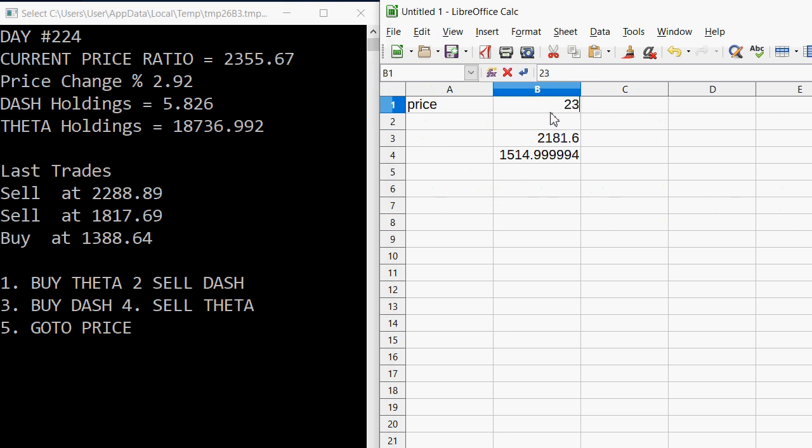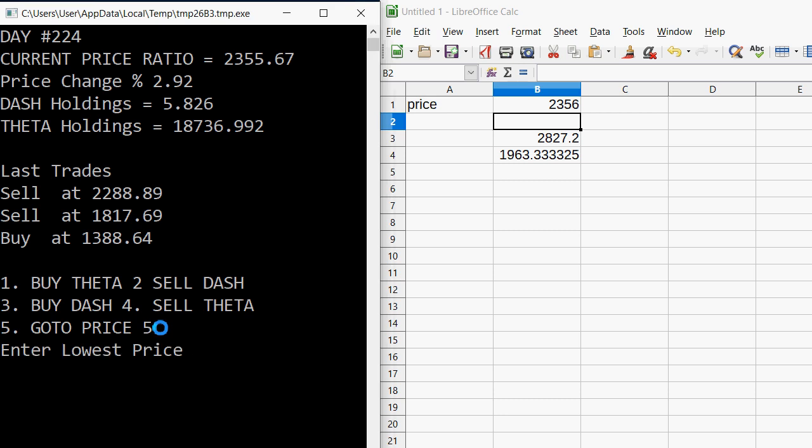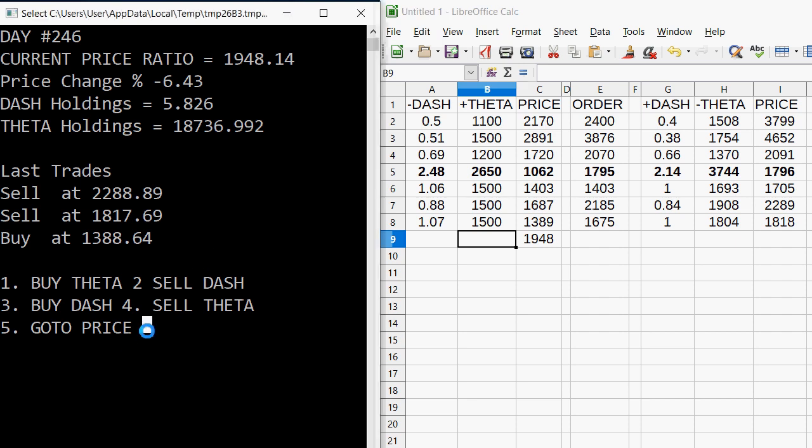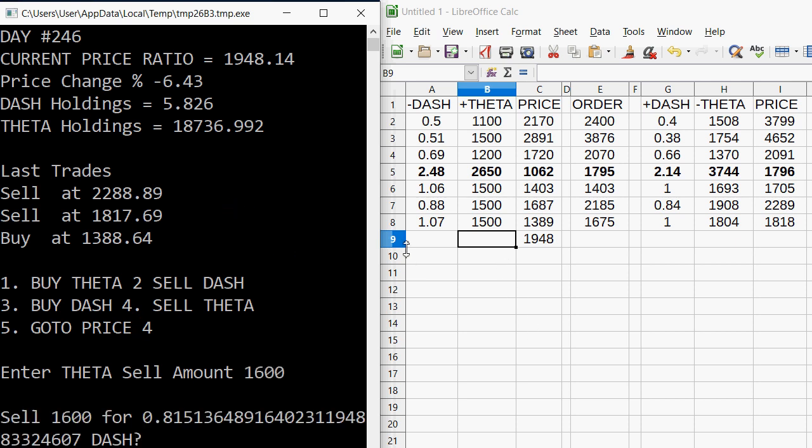With the last trade at 2356, we are looking for a low of 1963. High of, I know it could go lower than that, but let's go 2840. And it goes to 1948. So within this, again, I think we want to run that 10% number, 18,000. 1600 would be what? 0.81. I can handle that.